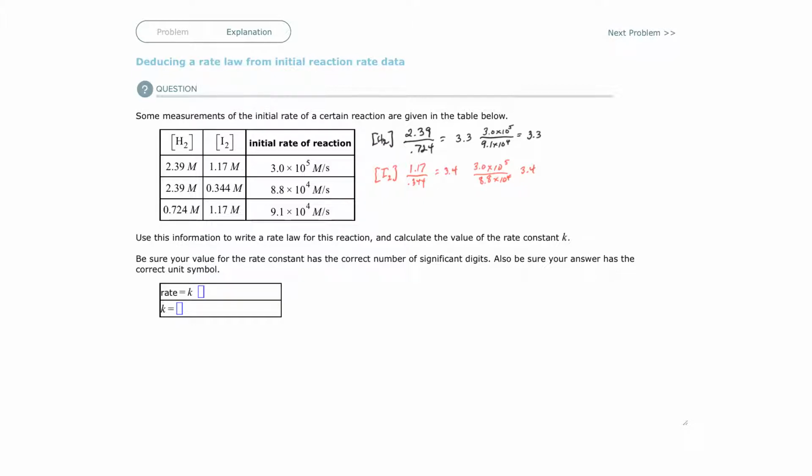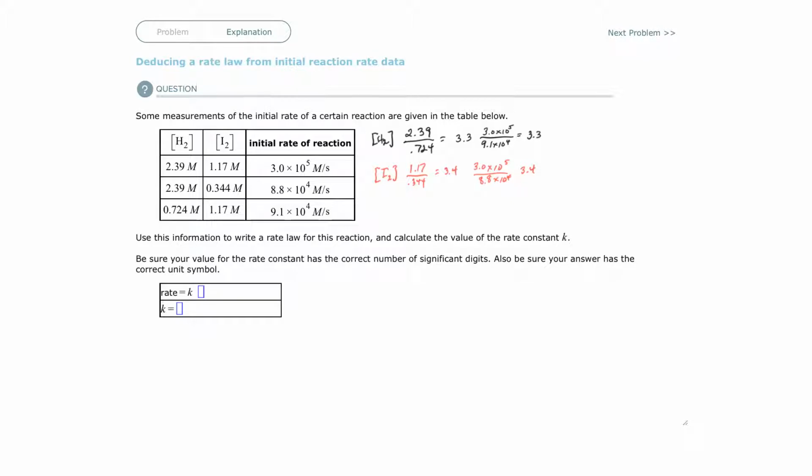So let's look at what we have here. We have hydrogen and iodine being used up to make something, and it gives us the original rate of a reaction. It's to the side, the initial reaction when the concentration of hydrogen is 2.39 molar and the concentration of iodine is 1.17 molar. You see what the reaction rate is.